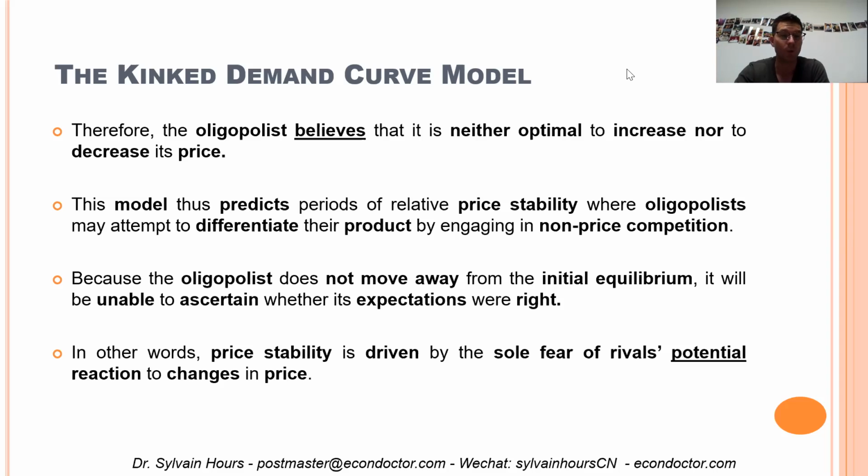And as I said, since they will not change the price, they will never know, and this is something that I find funny about this model, they will never know if they are right or wrong. The only way they could find out if their expectations are correct would be to effectively increase or decrease the price, and then they would see the effective reaction of their rivals. But since they are afraid of changing the price, they will keep the same price and they will never find out whether they were right or wrong.